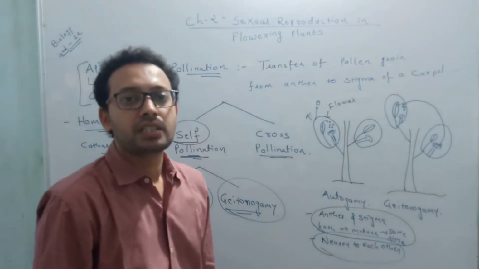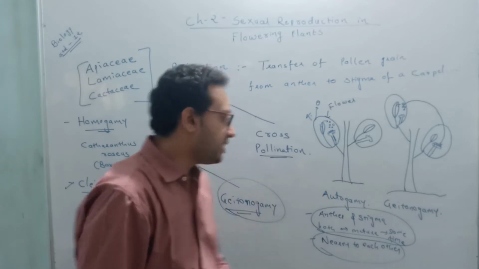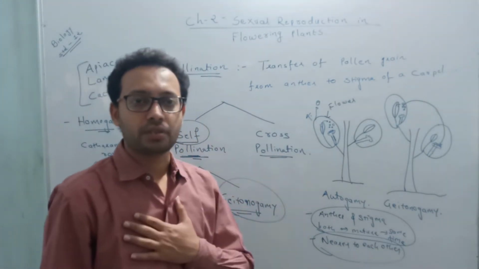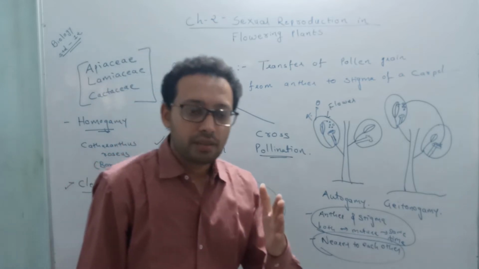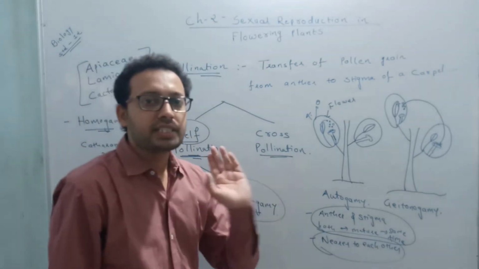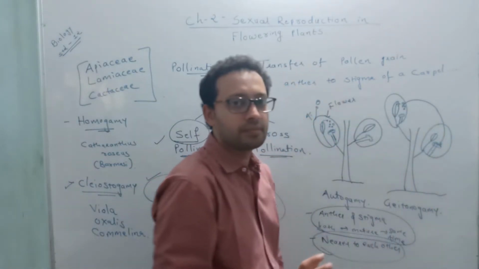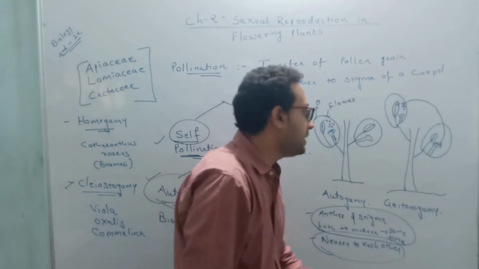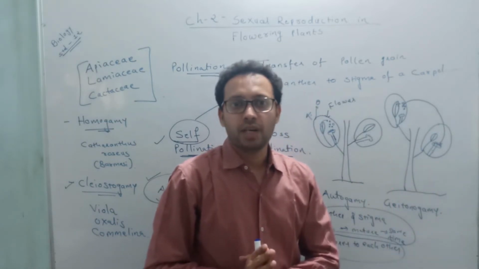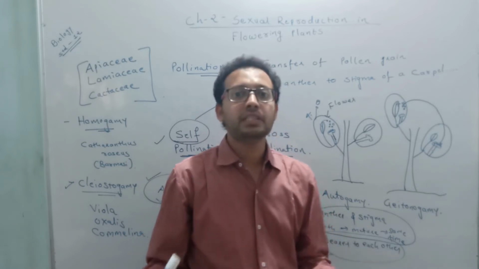Now there is a confusion. Should we consider it as self-pollination, or shall we consider it as cross-pollination? Here I have considered it under self-pollination. The reason is that the plant remains the same. When the plant remains the same, the living organism is the same. So that's why the genetics of the living organism also remain the same.